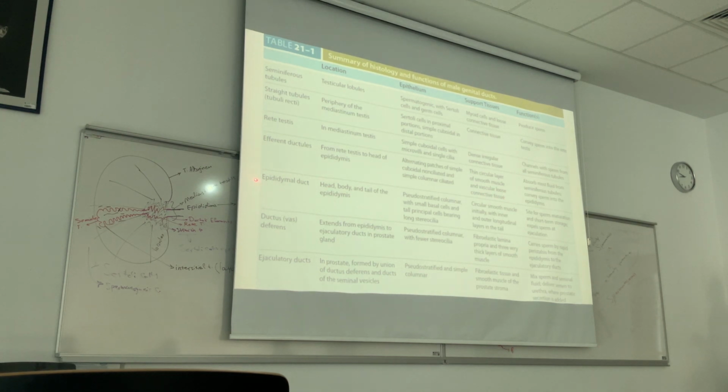In the wall of epididymis, we have the pseudostratified columnar epithelium with small basal cells and principal cells. The basal cells and principal cells, two types of the cells present in the wall of the epididymis. And as you know, epididymis is composed of the head, body, and tail.